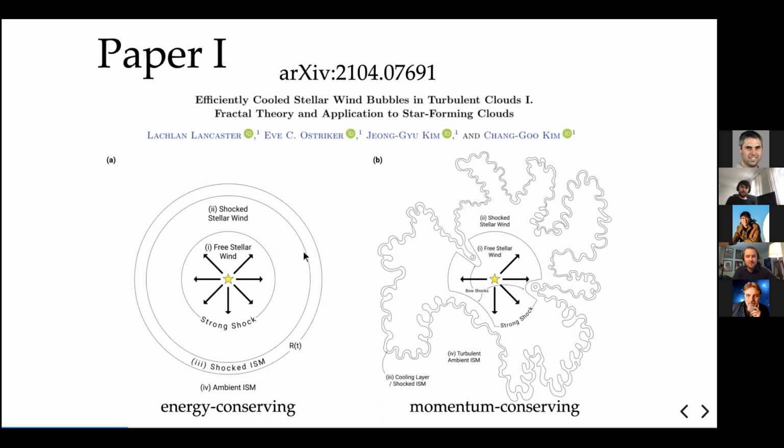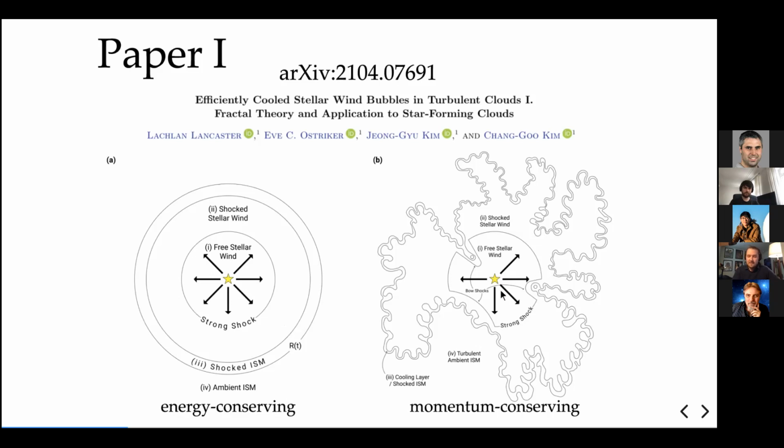So there's nothing moving across here, which means that there's no wind material mixing to any degree with the ambient material, which means that it's very hard to create intermediate temperature gas other than through conduction. And the surface over which you can create intermediate temperature gas is the spherical surface. So in the Weaver solution, you end up having an energy conserving solution because it's very hard to lose energy when there's no mixing.